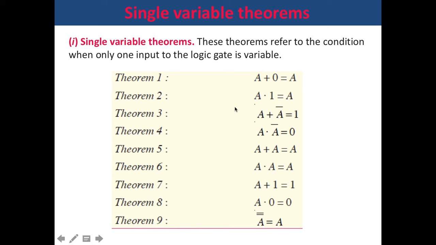Theorem 2, A dot 1 is equal to A. Theorem 3, A plus A bar is equal to 1. Theorem 4, A dot A bar is equal to 0. Theorem 5, A plus A is equal to A. Theorem 6, A dot A is equal to A. Theorem 7, A plus 1 is equal to 1. Theorem 8, A dot 0 is equal to 0. Theorem 9, A double bar is equal to A.